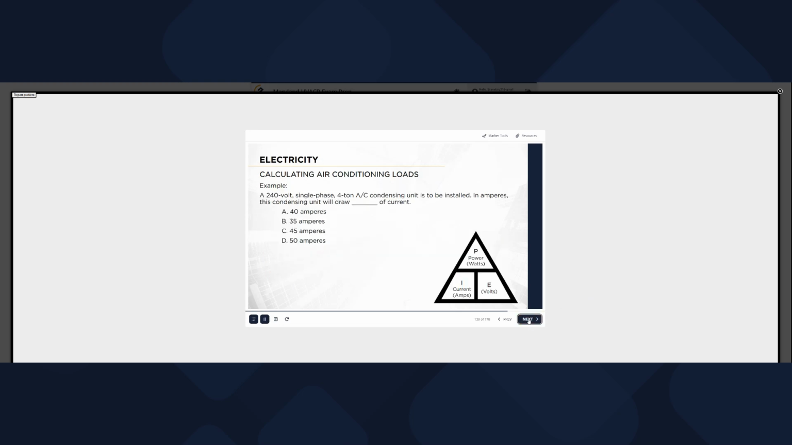A 240-volt single-phase 4-ton AC condensing unit is to be installed. In amperes, this condensing unit will draw blank of current. A. 40 amperes. B. 35 amperes. C. 45 amperes. D. 50 amperes. Solution. I equals 4 times 2,400 volt amps divided by 240 volts equals 9,600 volt amps divided by 240 equals 40 amperes.